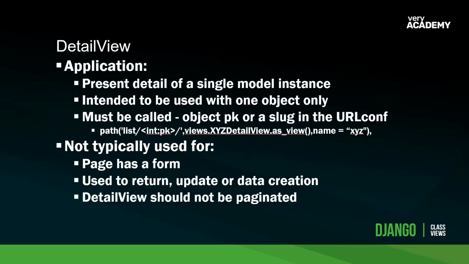An important thing to understand straight away about utilizing the detail view is that it must be called on an object primary key or slug in the URL. Here in the example, you can see that we're utilizing the primary key. There are two options here, the primary key and the slug. We do have to be very specific in that we have to use the PK or the slug. So we have to be very specific in what we call. We'll have a look at why that is later in the tutorial.